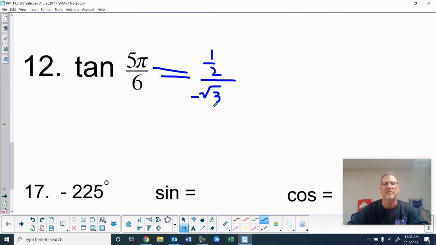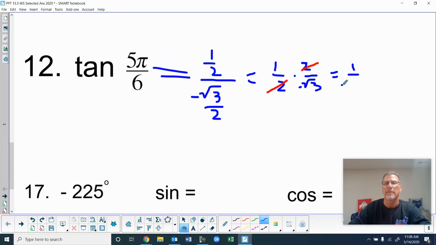Some of you were putting this in decimal form. Some of you are just leaving it like that. Okay, so we have to simplify this. So remember, when you divide a fraction by a fraction, it's like multiplying by its reciprocal. So I'm flipping it, 2 over negative radical 3. Okay, and those 2's would cancel. So I get 1 over negative radical 3, which you guys know is not acceptable.